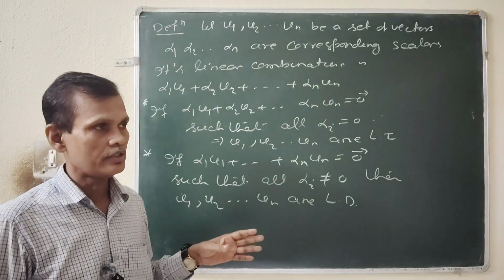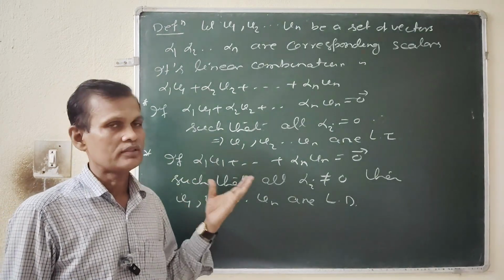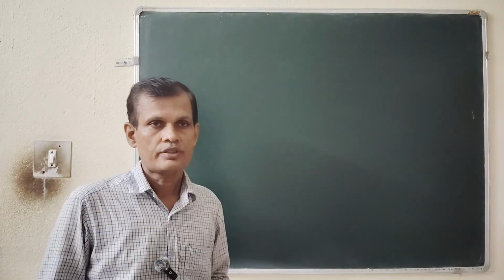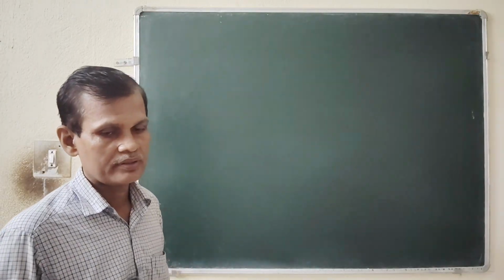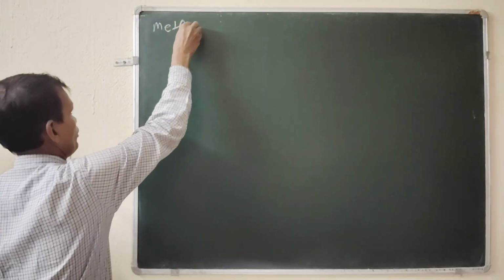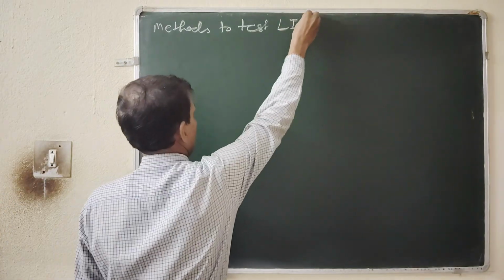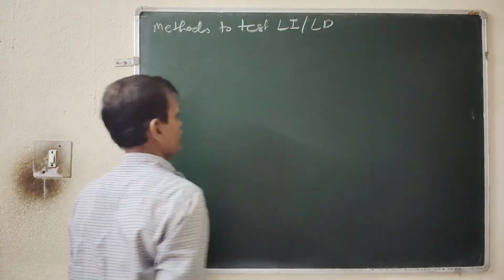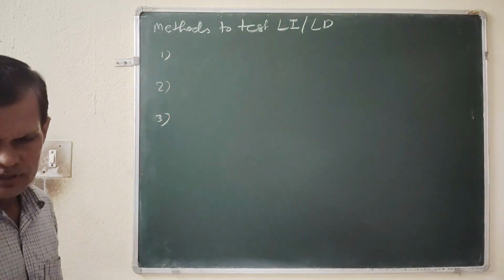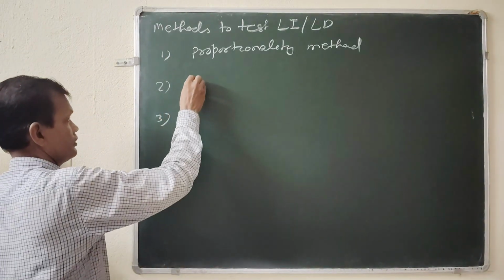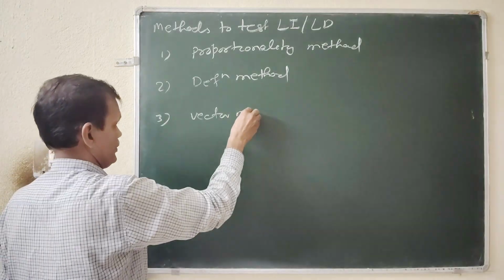When we test linear independence and dependence, during that period I will also explain its geometrical significance. Now we will discuss different methods to test linear independence and dependence. There are three methods. First method is the proportionality method. Second method is the definition method. Third method is the vector method.